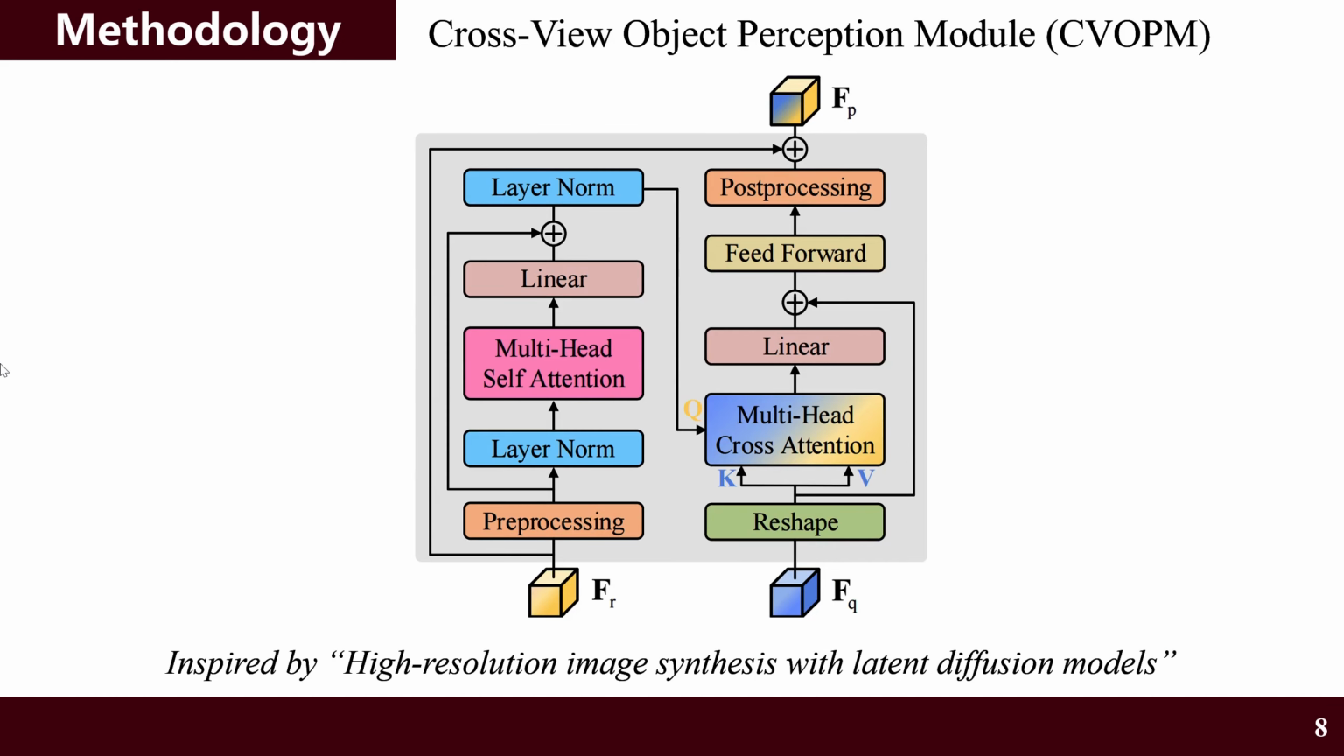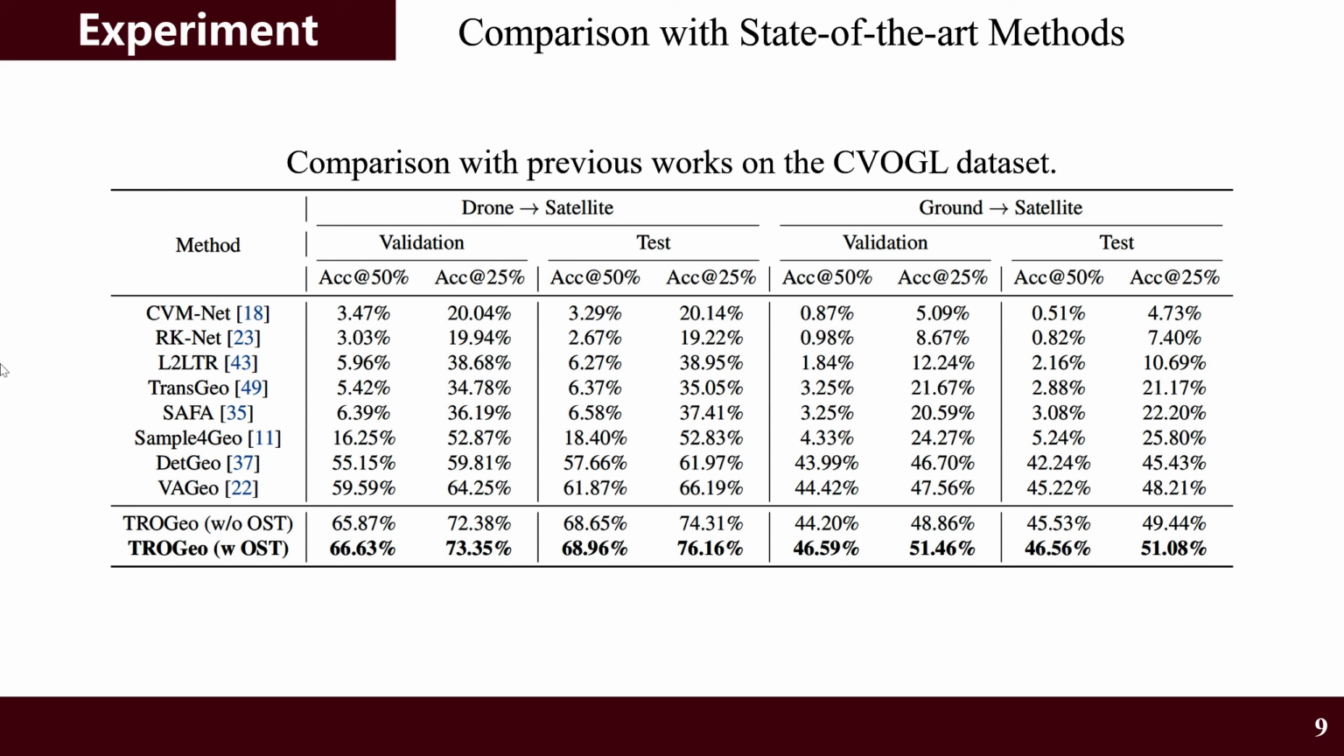The cross-view object perception module is the core component of TROGO. Human perception provides a key insight. When searching for cross-view object localization cues, observers consciously integrate the object and its semantic context, e.g. road layout, neighboring buildings. Next, we present our experimental results.